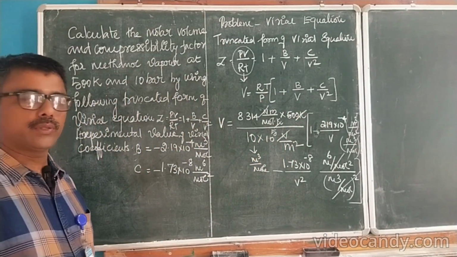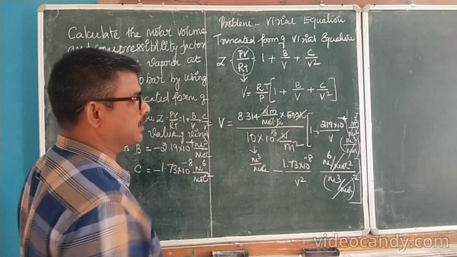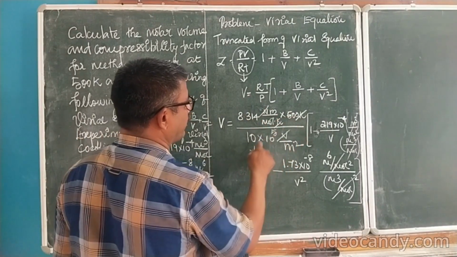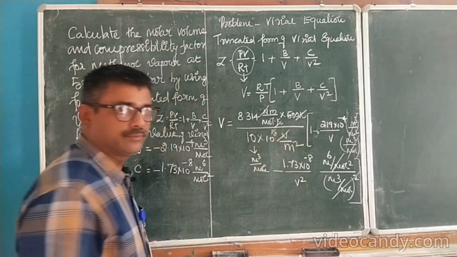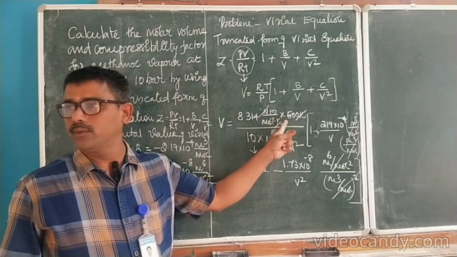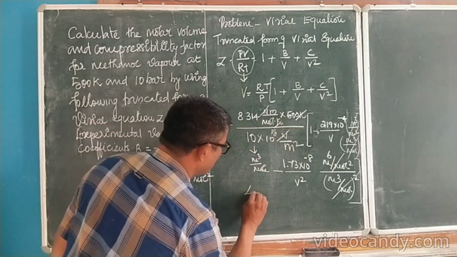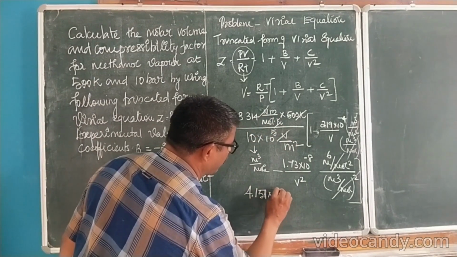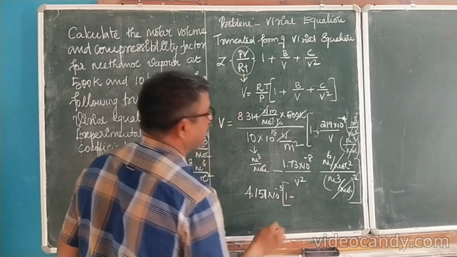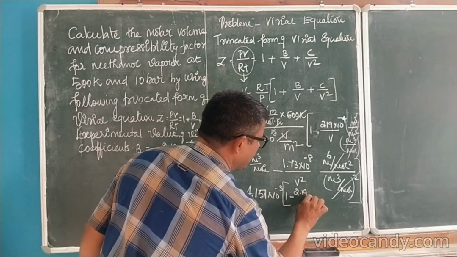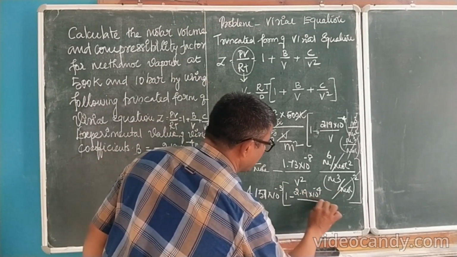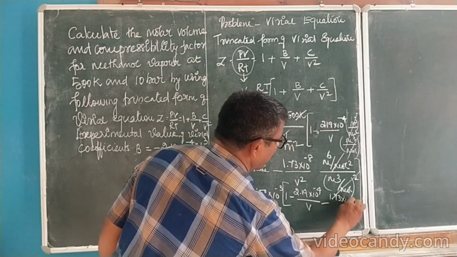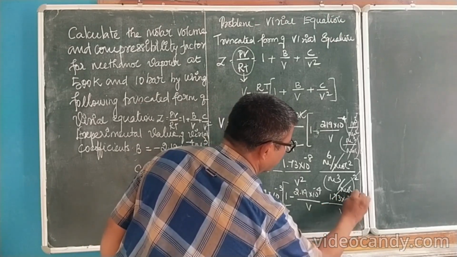Now I am going to substitute all the values. Already all the values are substituted. I am going to solve the problem. 8.314 into 500 divided by 10 into 10 to the power of 5. Okay. Use the calculator. What is the value? 4.157 into 10 to the power of minus 3 into 1 minus 2.19 into 10 to the power of minus 4 divided by V minus 1.73 into 10 to the power of minus 8 divided by V square.